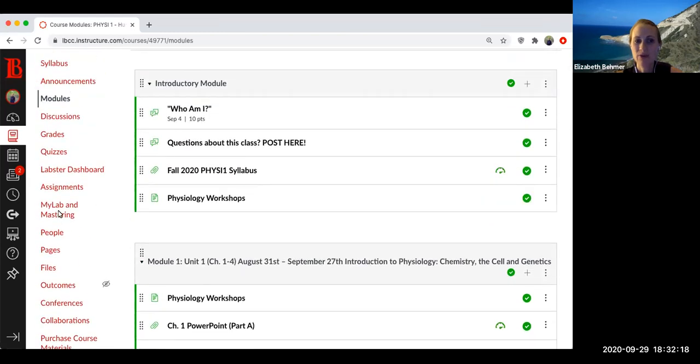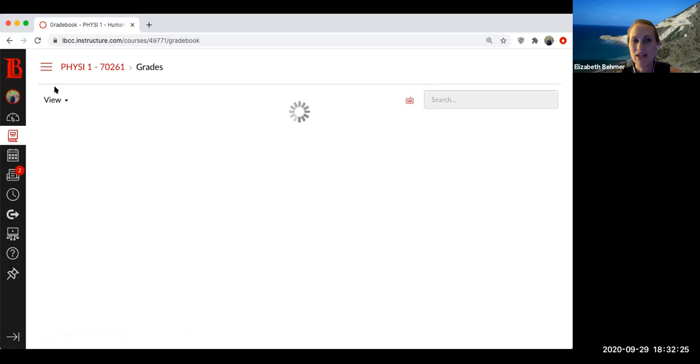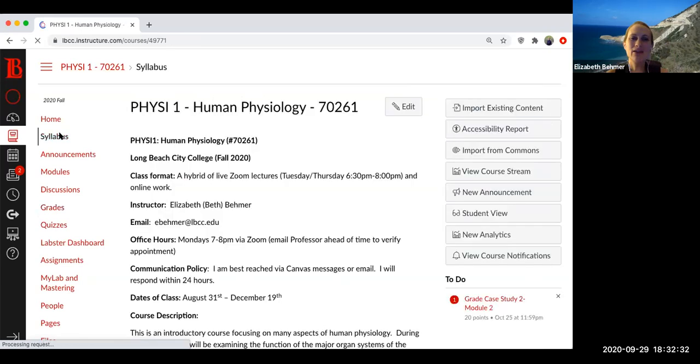So again, this is the most recent lab. You'll go into MyLab and Mastering. Oops, not grades. Sorry, guys. I don't want you guys to see your grades. There we go. Computer's being a little slow.